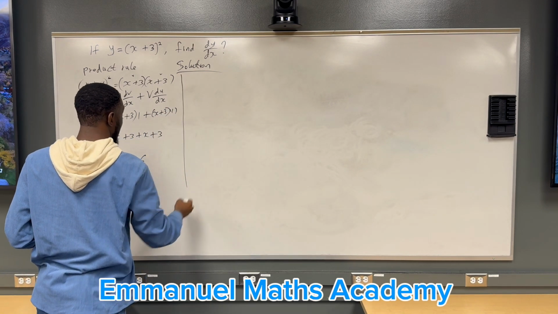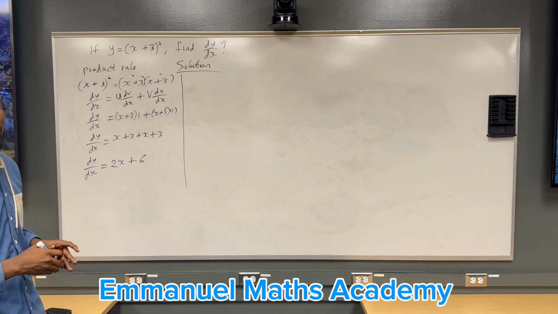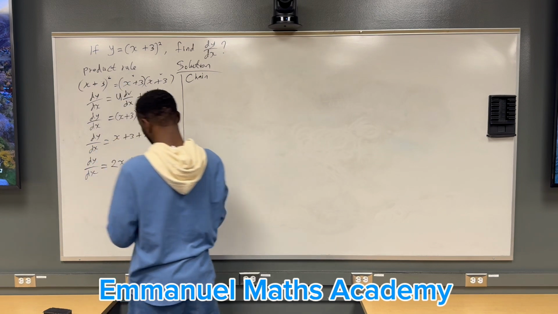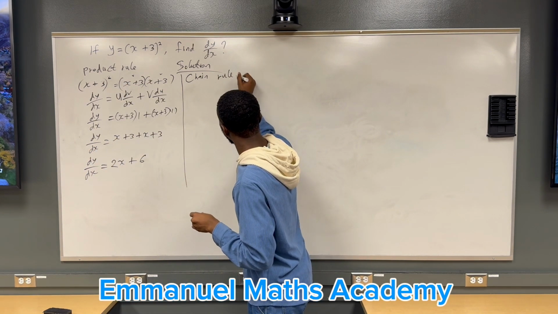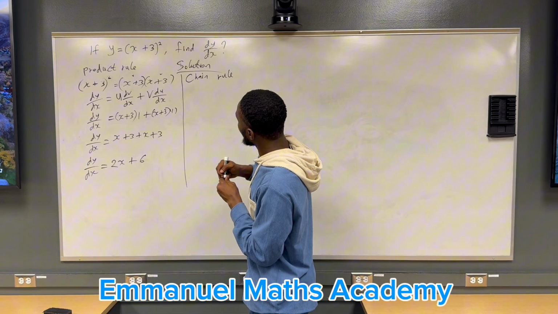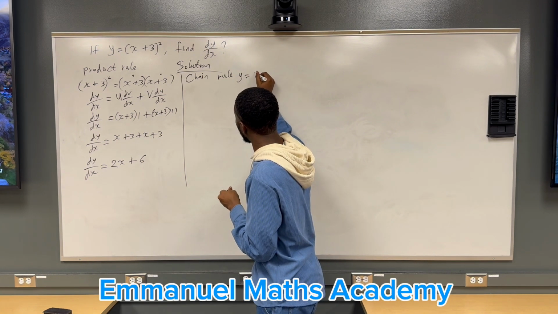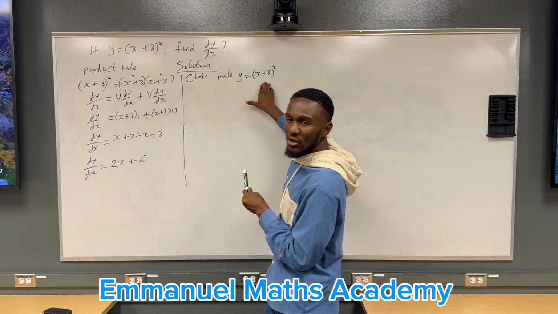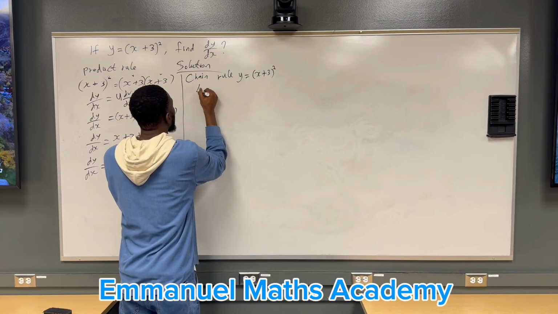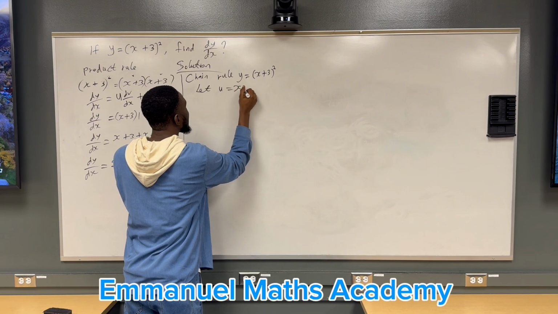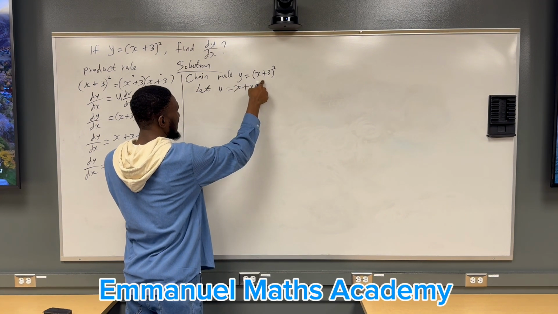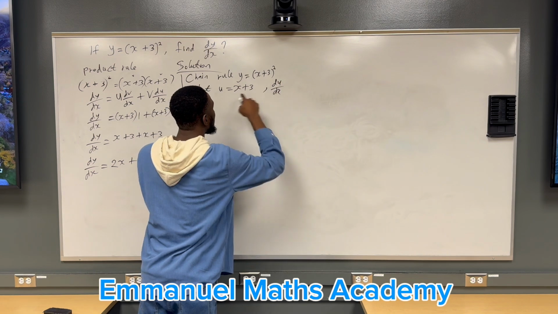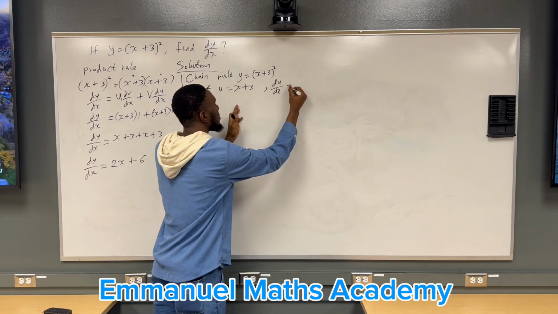What about the next rule? Chain rule. So to solve this using the chain rule, let me write it out again: x plus 3. You call this our u. You say let u equal x plus 3. Hence, our du/dx, differentiating this u with respect to x, will give you 1.